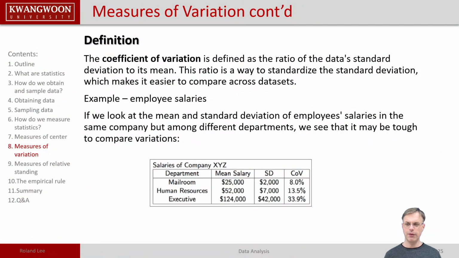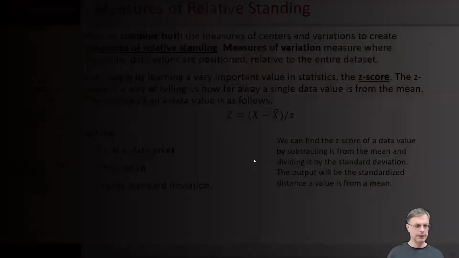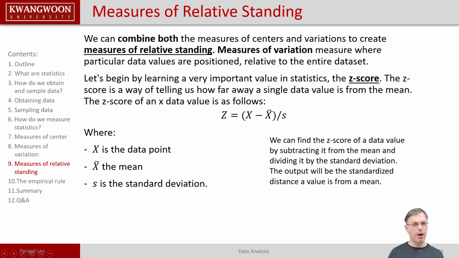Okay, now the coefficient of variation is defined as the ratio of the data standard deviation to its mean. This ratio is a way to standardize deviation, which makes it easier to compare across data sets. So this is what we also learned. And then we combine both the measure of center and the variation to create the measures of relative standing. The measures of relative standing measure where particular data values are positioned relative to the entire data set.